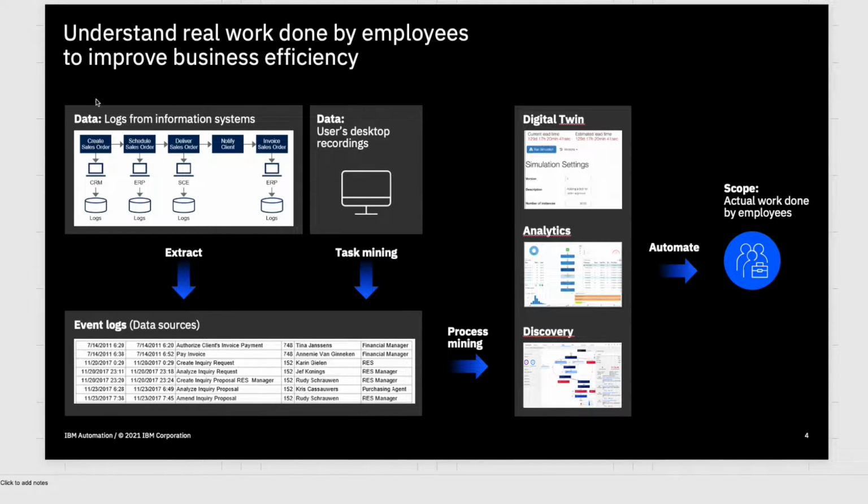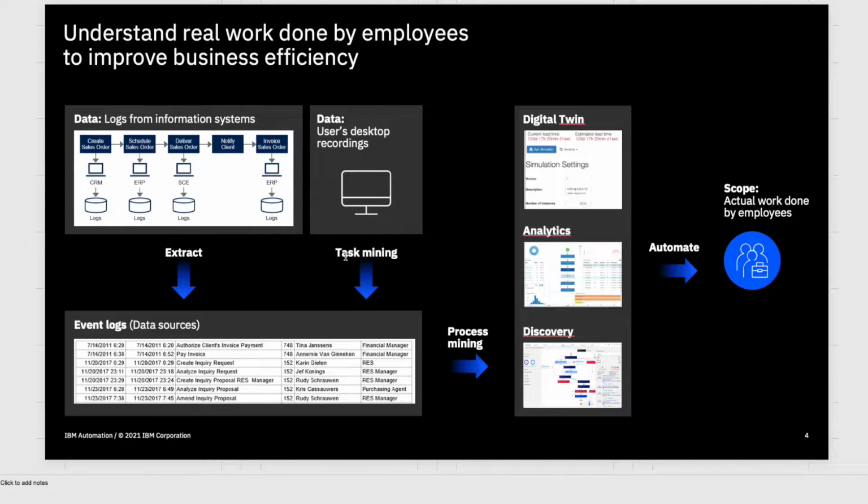So first, the data is coming mostly from the systems that are part of the business processes, such as SAP, Salesforce, proprietary applications, and so forth. And so we need to extract those data from those systems in order to create an event log that will be taken as the input file for doing process mining. From this event log, and I will come back to that, we will get three different parts of process mining, which are discovery, analytics, and what we call the digital twin to do simulations.